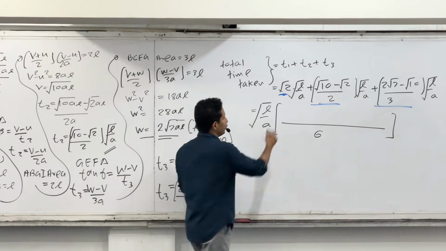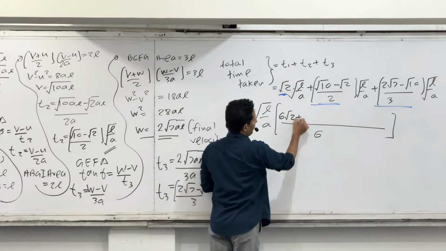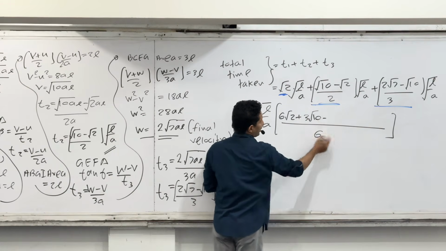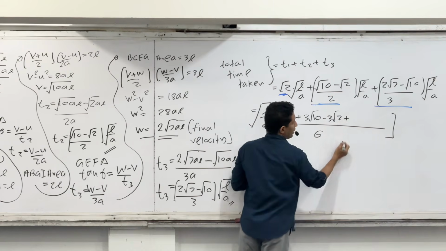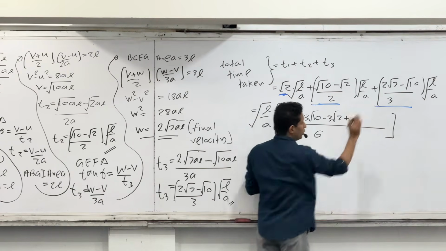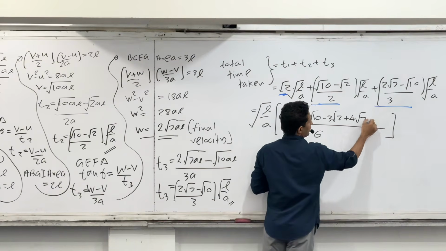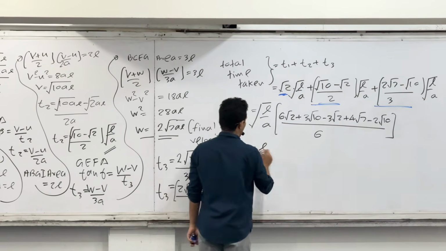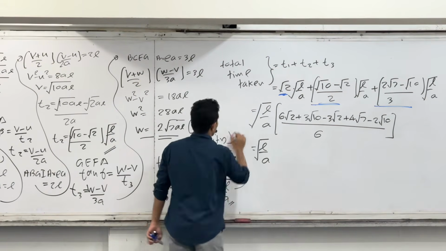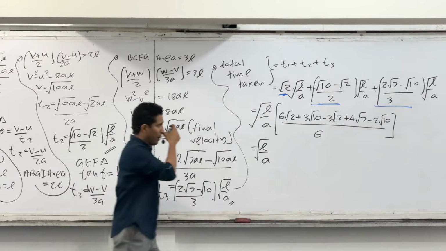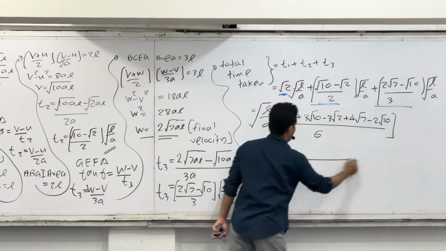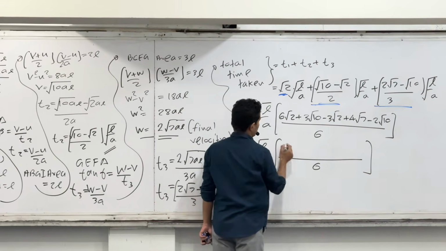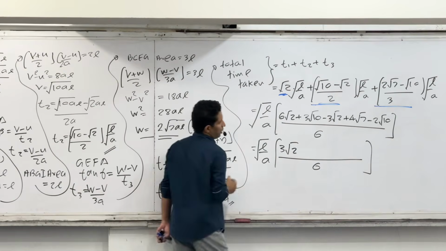So 6 root 2, plus here to make 6 you multiply by 3: 3 root 10 minus 3 root 2, plus here to make 6 you multiply by 2: 4 root 7 minus 2 root 10. Now simplify like terms. L over A times, divided by 6. 6 root 2 minus 3 root 2 comes to 3 root 2.